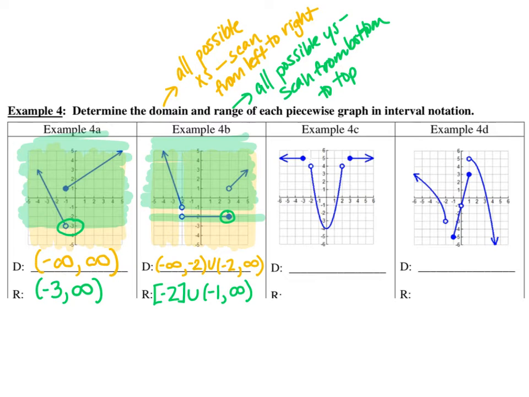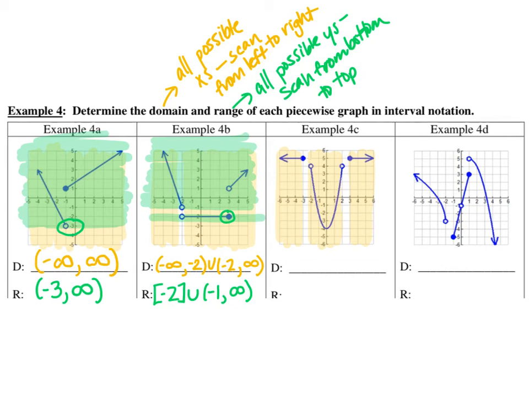Now let's look at the next one. So scan from left to right, and we have to stop right here at -3, and we pick back up at -2, then we have to stop here at +2, and we pick back up at +3. So there are actually 3 separate sections of this domain.